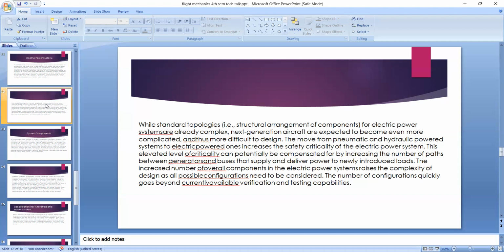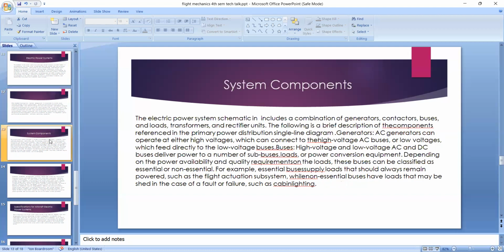The increased number of overall components in the electric power system raises the complexity of design as more possibilities need to be considered. The number of configurations equally goes beyond currently available verification and testing capabilities. The electric power system schematic includes a combination of generators, contactors, buses, loads, transformers, and rectifier units.